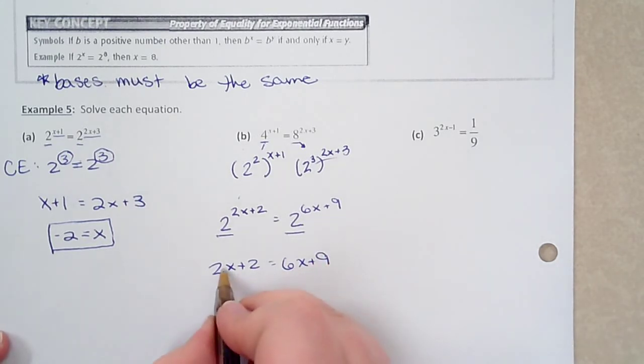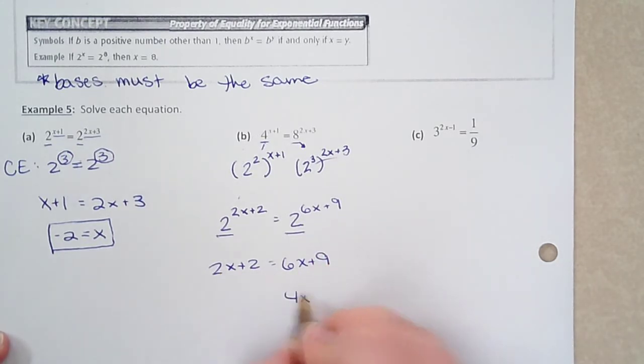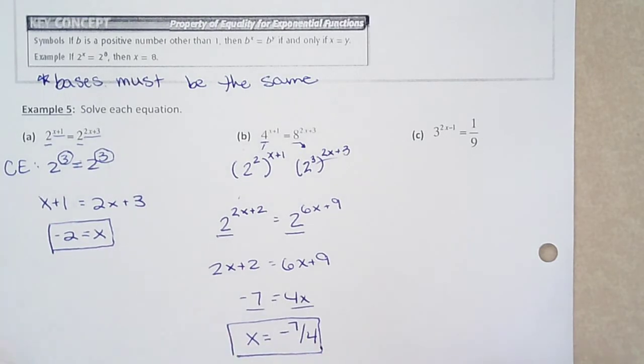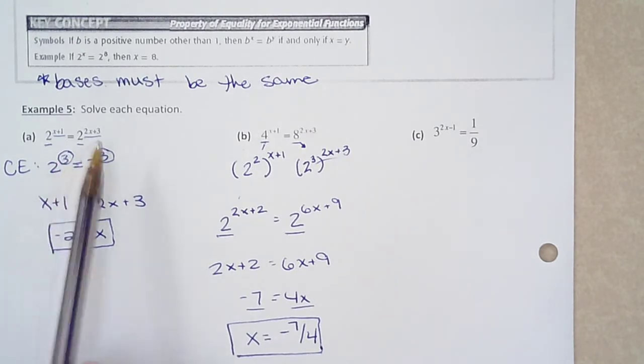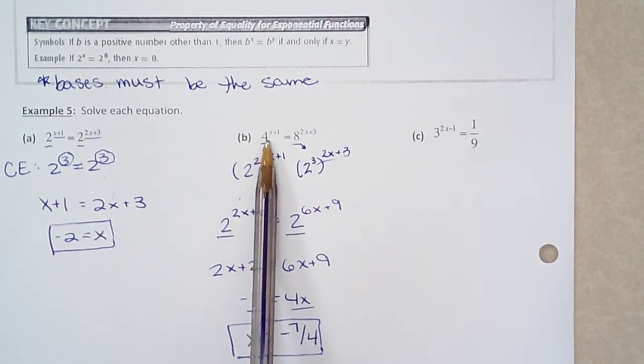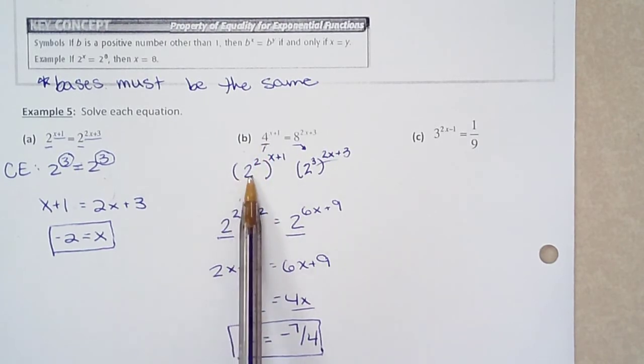Solve for your x's. I'm going to move the 2x over. I'm going to move the 9 over. I'm going to divide both sides by 4, and I get x equals negative 7 over 4. Just like that. And it's always going to be a little trickier than this original problem. So make sure you're comfortable with rewriting numbers as a different base raised to an exponent.